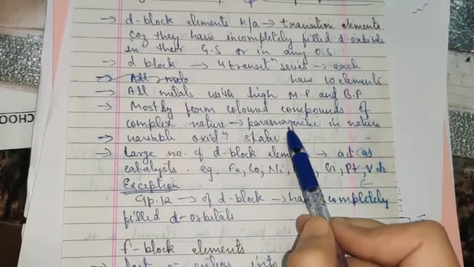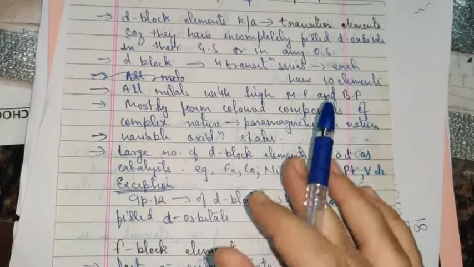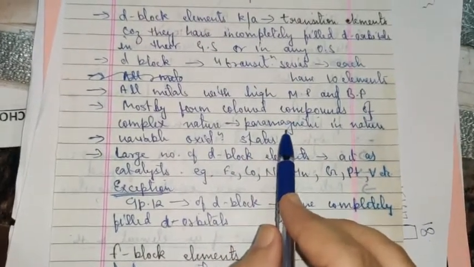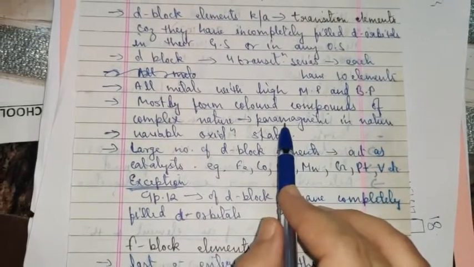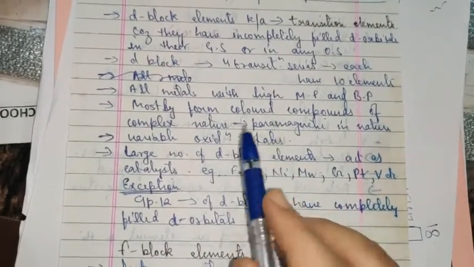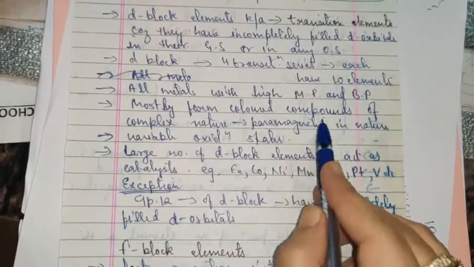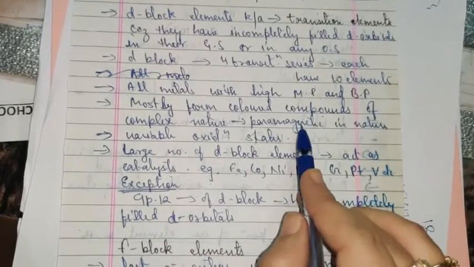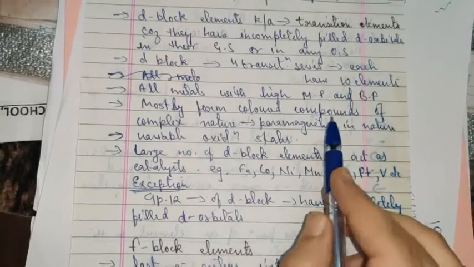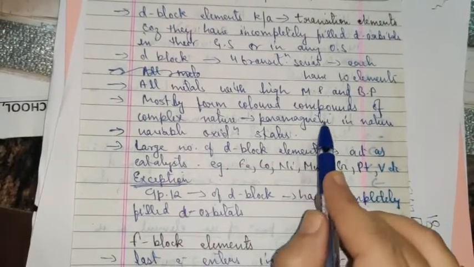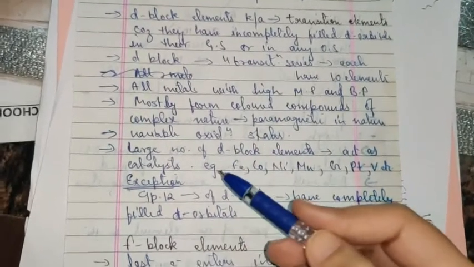They are paramagnetic in nature. There are two magnetic behaviors. Broadly, you can say there are two magnetic behaviors shown by the complexes: diamagnetic and paramagnetic. Diamagnetic means the chemical species is repelled in the magnetic field, and paramagnetic means the chemical species is attracted in the magnetic field. I'll explain this in detail again because we have questions based on paramagnetic and diamagnetic characteristics.